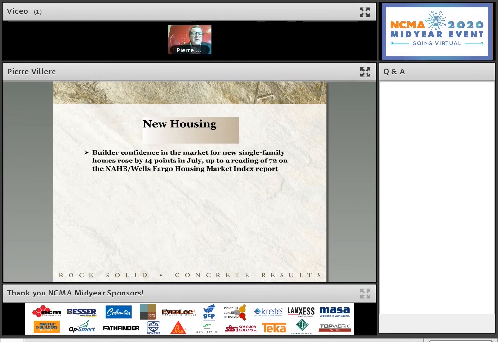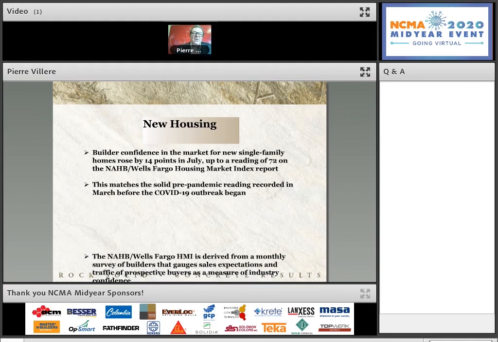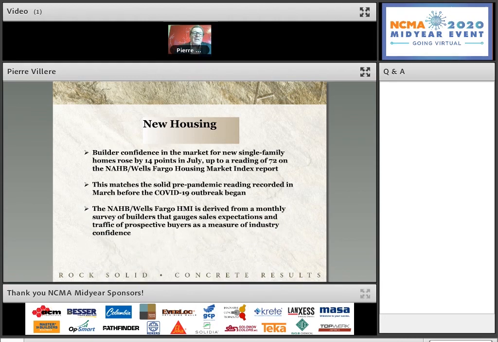New housing, as I said, builder confidence in the market for new single-family homes rose by 14 points in July, up to a reading of 72 on the NAHB Wells Fargo Housing Market Index report, which is a mouthful, but a very important index. We watch it with a magnifying glass. This matches the solid pre-pandemic reading recorded in March before the COVID-19 outbreak began. The NAHB Wells Fargo HMI is derived from a monthly survey of builders that gauges sales expectations and traffic of prospective buyers as a measure of industry confidence.